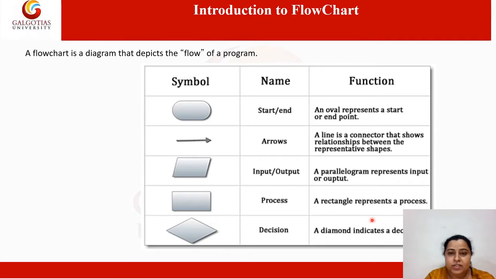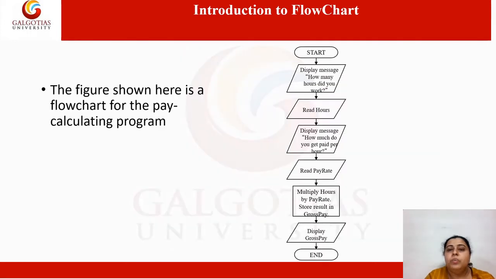Now let's take them one by one and let me explain how it works with the help of an example. The figure shows the flowchart of a pay calculating program. We already know that termination conditions are start and stop, or we can say start and end. A start represents the starting point and end or stop represents the last point of a flowchart.